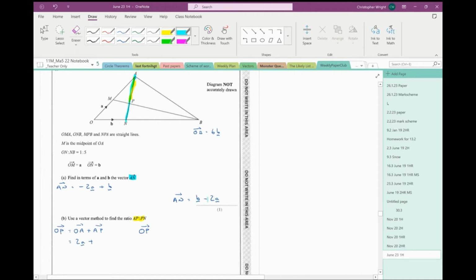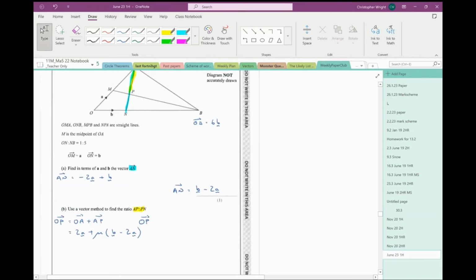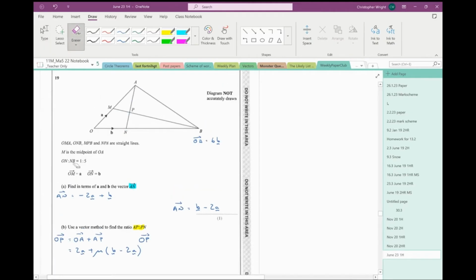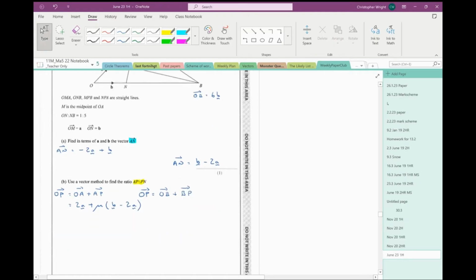Now I know A to N here, so A to P I'm going to call mu, a certain fraction of that vector. Good. Okay, now I'm also going to go from O to P in a different way, using this fact here about the ratio. Now, I'm going to go from O to B, and then I'm going to go from B to P. Let's have a look at that.